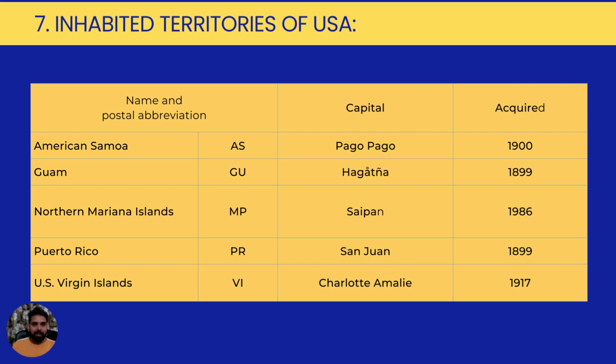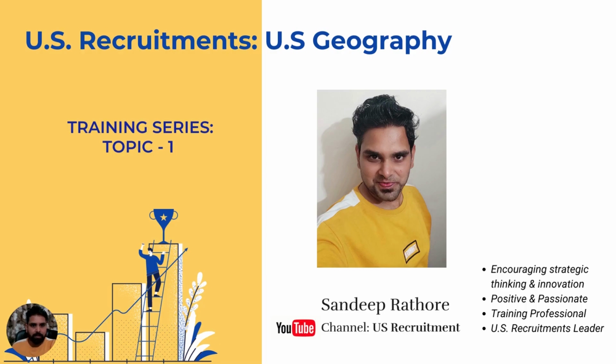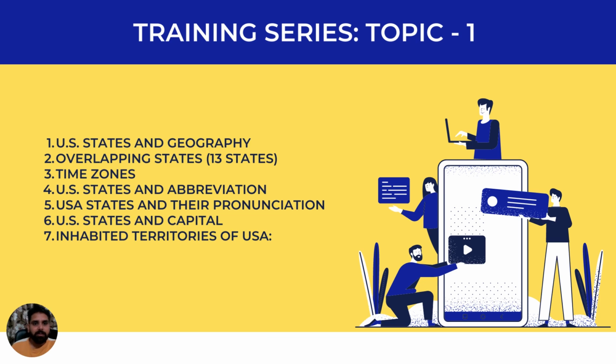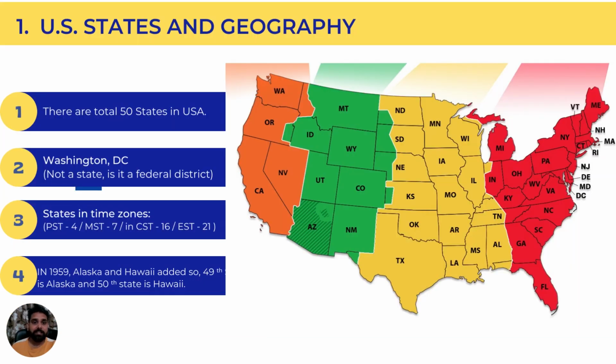So I think we should rewind all the topics. We are done with this particular video, but just for revision we will recap all the topics so that we can revise all these things. Now, in the training series, our first topic is US states and geography. There are a total of 50 states in the USA. Washington DC is not a state, it is a federal district.